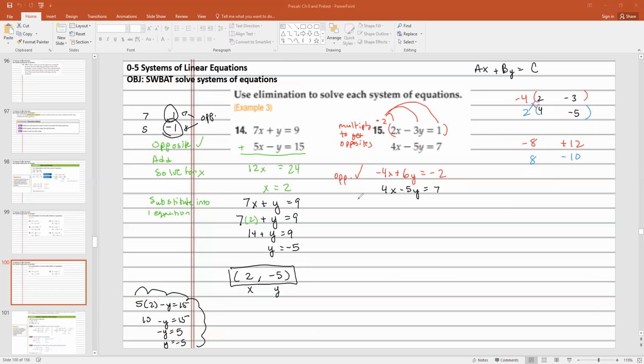All right, so now we're going to add. So let's add straight down. So here, negative 4x plus 4x cancels out. And we're left with 6y minus 5y is 1y. And now we just have one variable. And negative 2 plus 7 is 5.